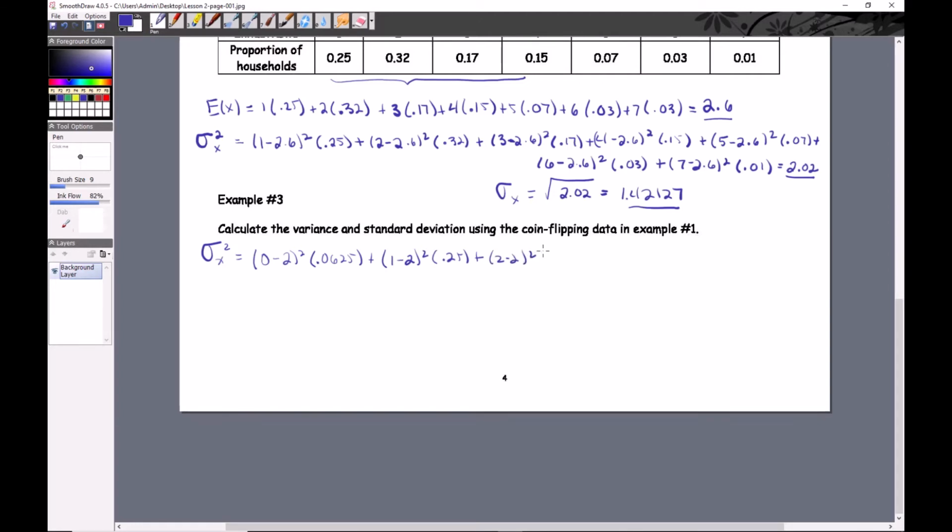Now that term will go to 0, but I'm just going to leave it there, times 0.375, and then plus 3 minus 2 squared times 0.25, plus 4 minus 2 squared times 0.0625, right? And that'll give you, of all things, 1. So that's your variance. So your standard deviation, which would just be the square root of 1, will also be 1. So there you go. That's how you do that.